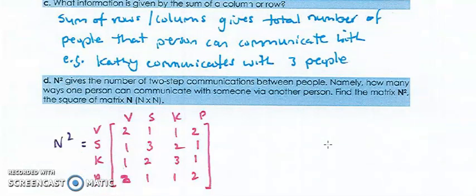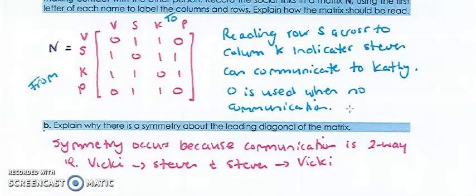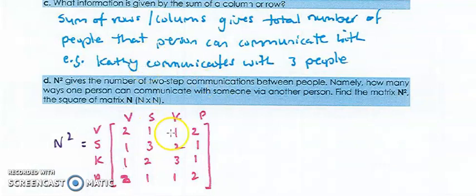Then also with Vicky to Stephen, there's only one way via another person. Vicky to K and P, so Vicky to Kathy and Vicky to Paul: Kathy 1 way and then Paul 2 ways. So that's what 2-step connection means, and that's simply done by scoring.